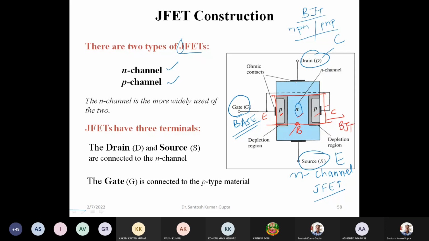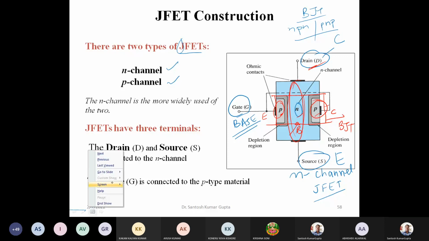Now this section is used to conduct the current across it. And the controlling is done by these two end-to-end same regions. So that is the basic difference here from the construction point of view.